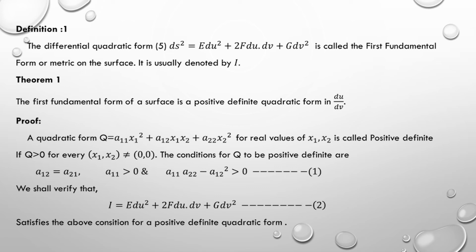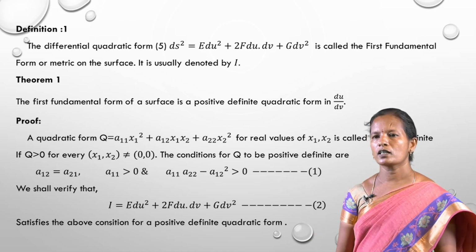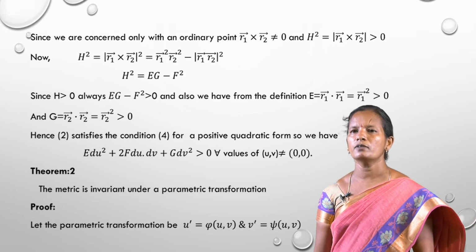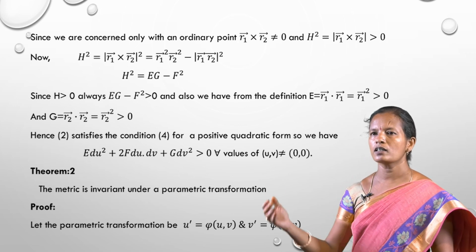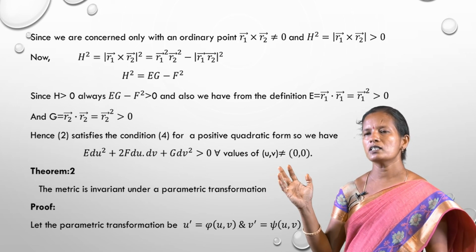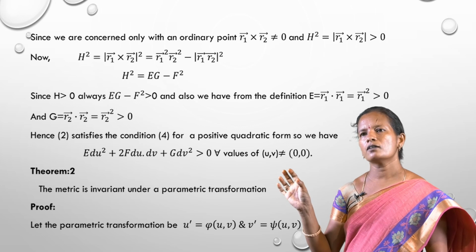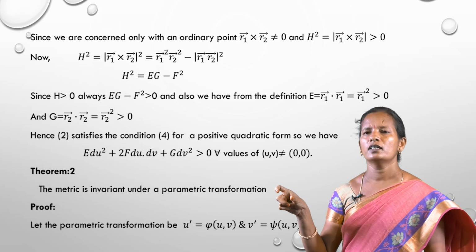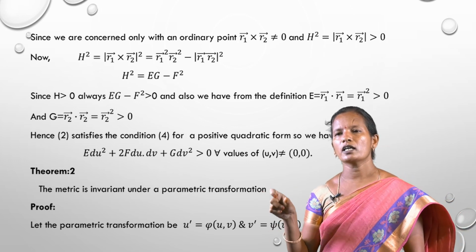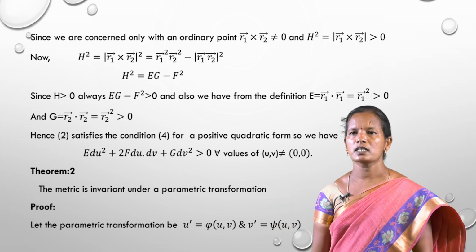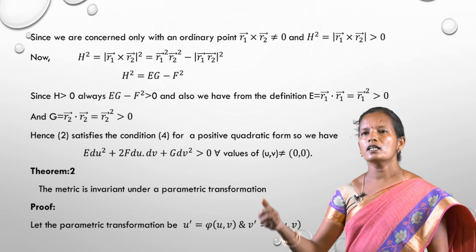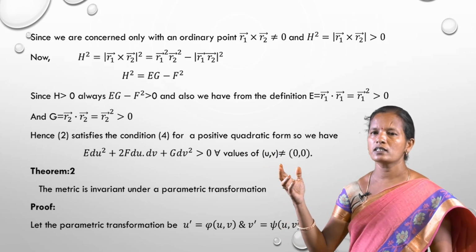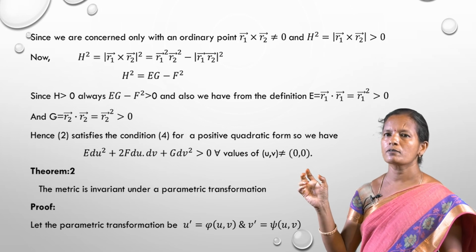We shall verify that I is equal to E du squared plus 2F du dv plus G dv squared satisfies the above conditions for the positive definite quadratic form. Since we are concerned only with the ordinary point, r1 cross r2 is not equal to 0, and H squared is equal to the modulus of r1 cross r2 whole squared, which is greater than 0. That is r1 squared into r2 squared minus (r1 dot r2) whole squared, which can be rewritten as EG minus F squared. Since H is greater than 0, EG minus F squared is always positive.